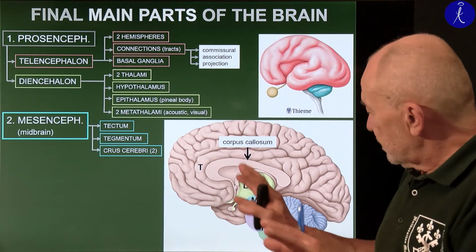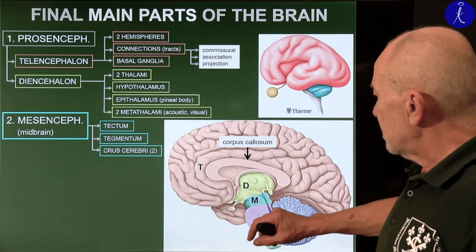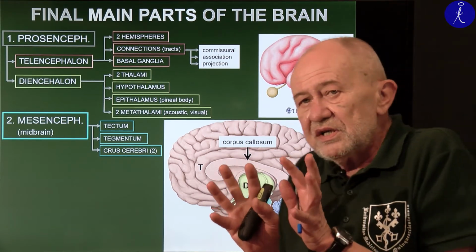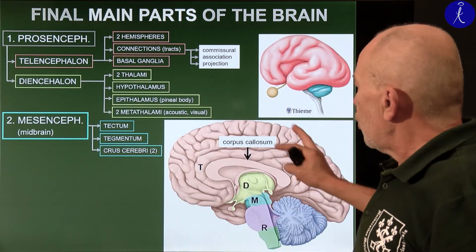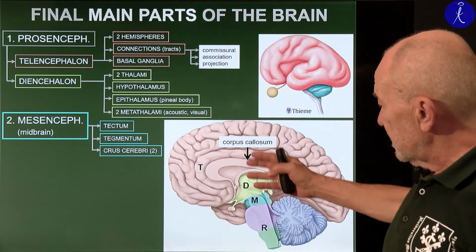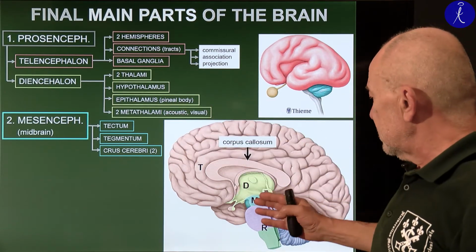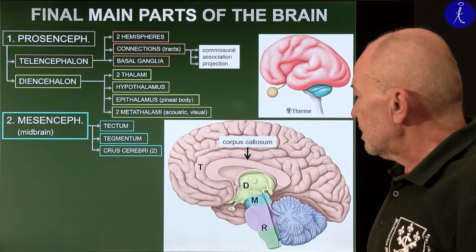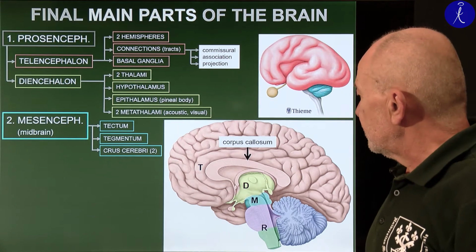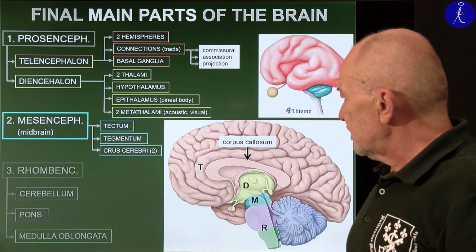ventrally. There are two very huge collections of fibers, and these are called the crura, the cerebral crura. Somehow these are the main branches, if you want, holding the telencephalon, but rather connecting the telencephalon with subcortical areas. So both ascending and descending tracts are making the cerebral crus, mostly descending fibers. So these are the divisions of the mesencephalic brain vesicle.